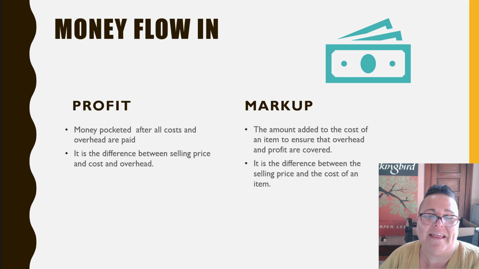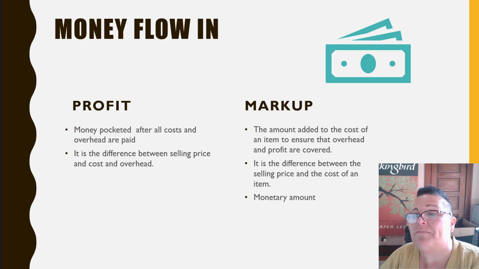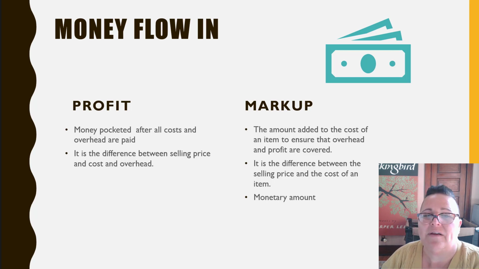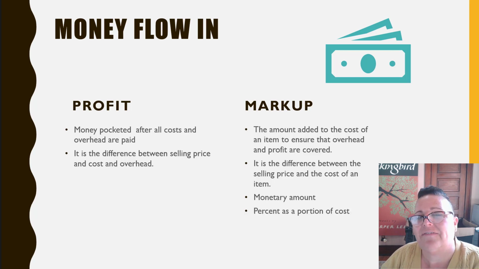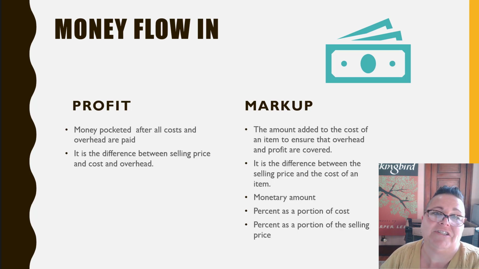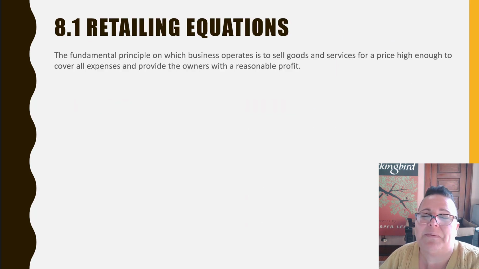So the markup, which is the difference between the selling price and the cost of an item, is for sure a monetary amount. So it's a dollar amount, that markup. We can think of it as a percent if we look at it in relationship to the cost of an item, or we can look at it in relationship to the selling price of an item. In today's presentation, we're going to be looking at the markup as a percent or portion of the cost of an item. All right, so to begin, 8.1, we need to talk about what's known as a retailing equation.